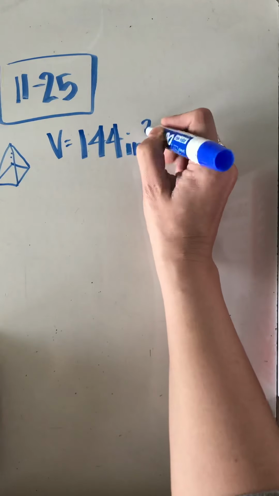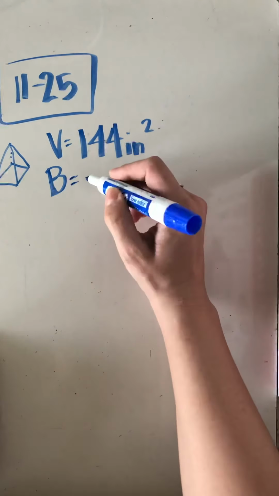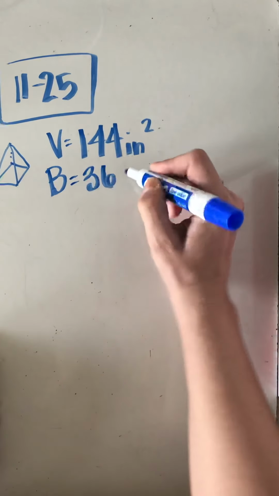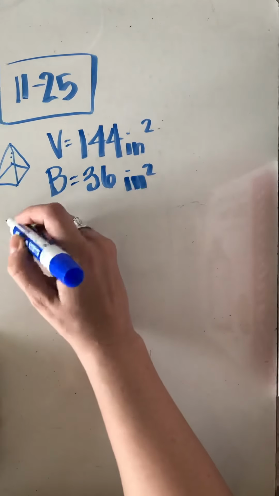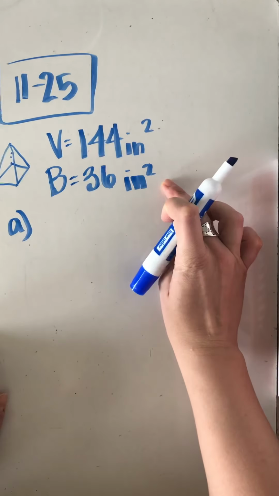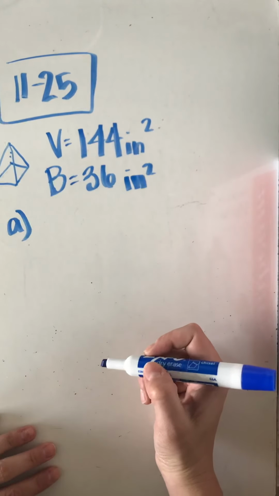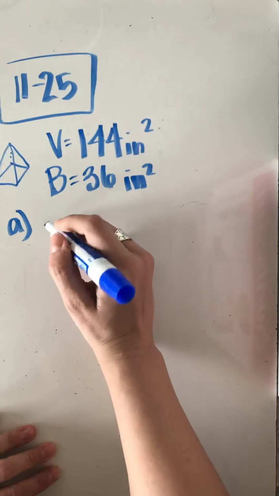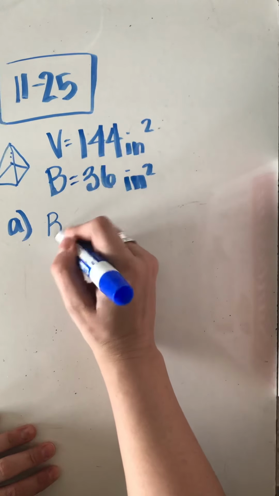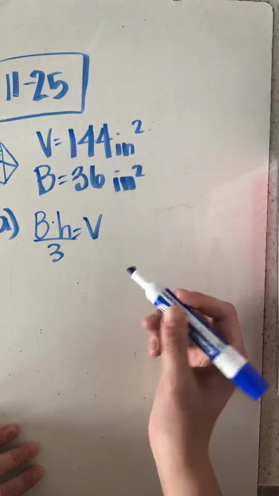They told us that. They also told us that the base area, which we use a capital B for, is 36 square inches. So the first question asks, if I know those two things, how can I find the height? Well, the equation for the volume of a pyramid is base area times height divided by 3. So I'm going to fill in everything I know.